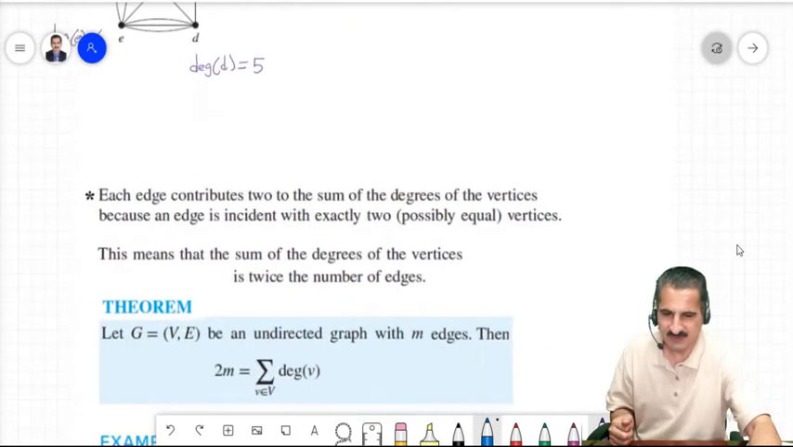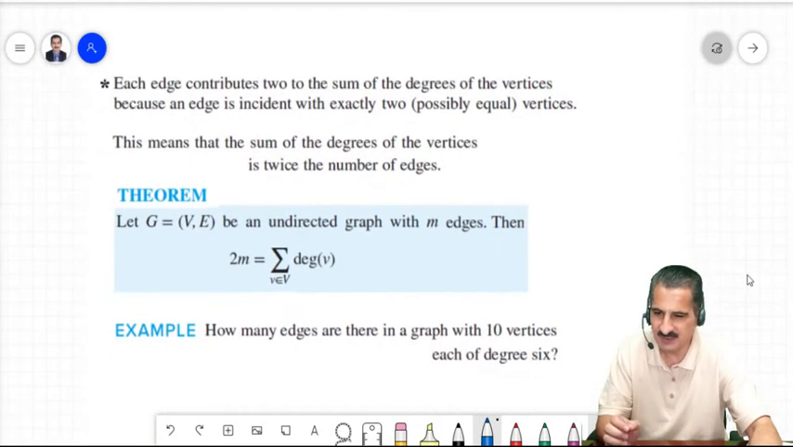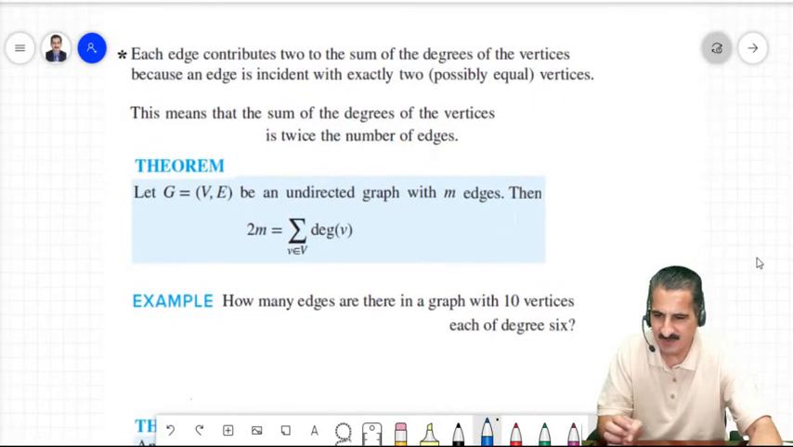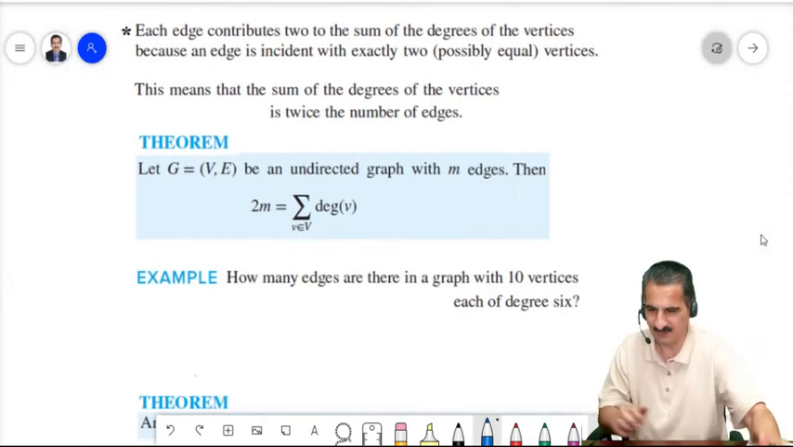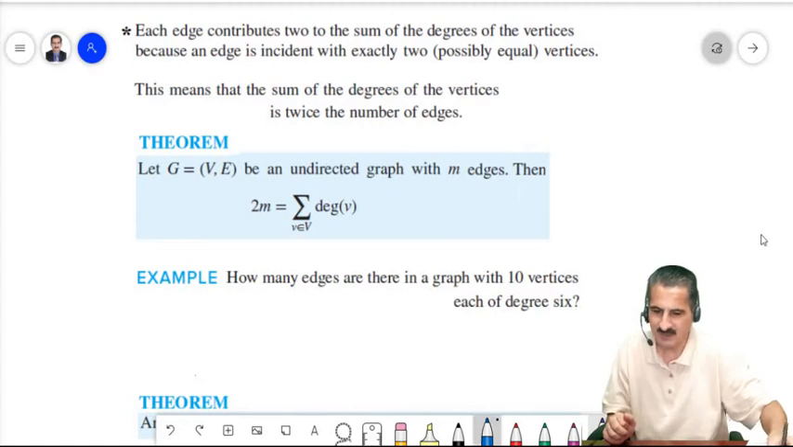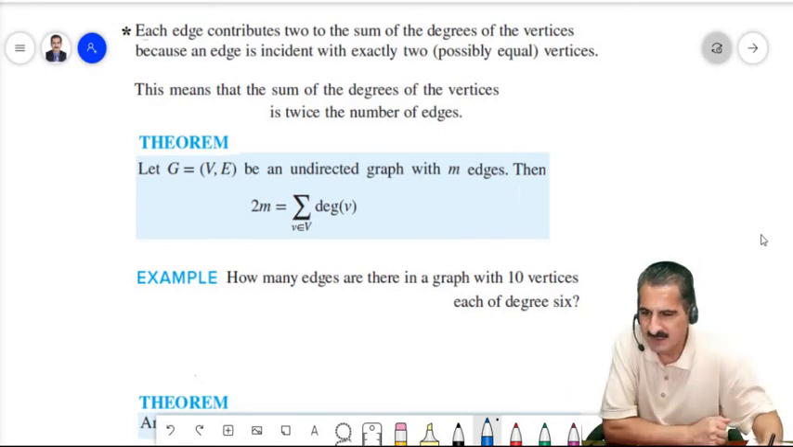Okay, good. So we got the degree. We know what neighbors means now, the adjacent and the degree. And we will see a theorem concerning that degree. It is an interesting theorem. So let's see what that says. Each edge, now I want you to pay attention to this sentence here. Each edge contributes to the sum of the degrees of the vertices.